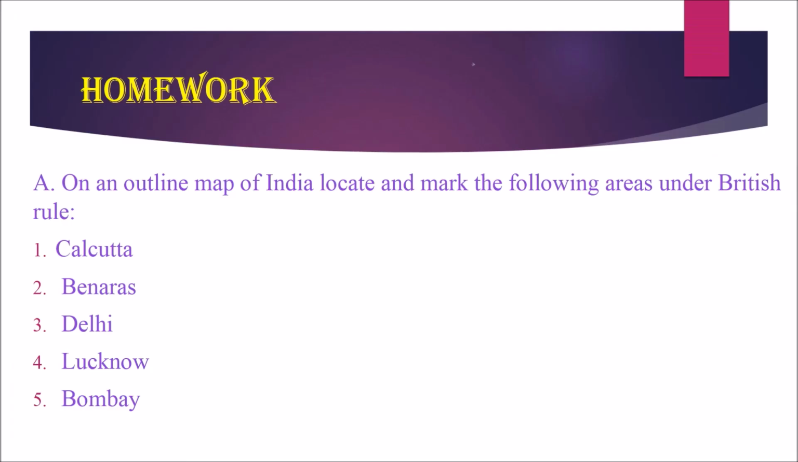Homework: on an outline map of India, you have to locate and mark the following areas under British rule like Calcutta, Benares, Delhi, Lucknow and Bombay.